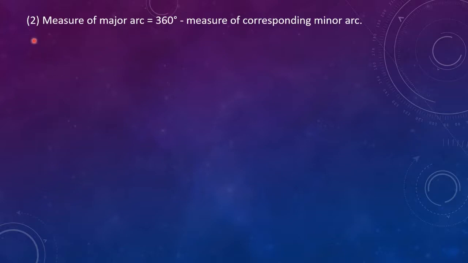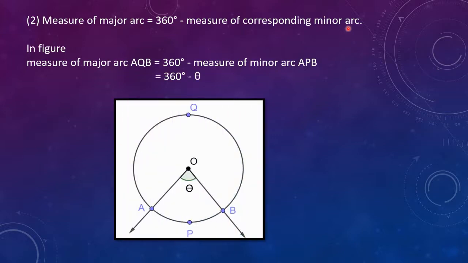Second property: the measure of a major arc will be equal to 360 degrees minus the measure of the corresponding minor arc. In the figure, the measure of the major arc AQB will be equal to 360 degrees, that is the measure of the entire circle, minus the measure of the minor arc APB.